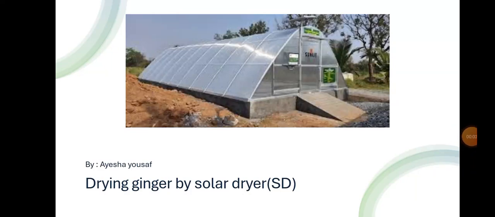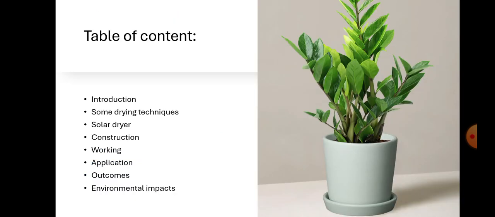Assalamu alaikum. I am Aisha from the Department of Chemistry, and today my topic is drying ginger with the help of a solar dryer. The table of contents is: introduction, some drying techniques, solar dryer, its construction, working, application, outcomes, and environmental impacts.